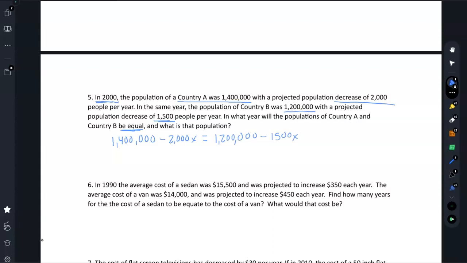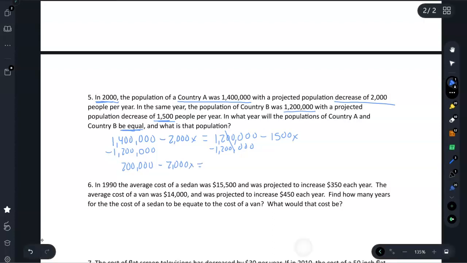I have country A on the left-hand side, country B on the right-hand side, and anytime I want them to be equal to each other, I just put equal in between. So now I need to solve for x. I got a little bit of work to do. I'm going to subtract. You can move the 1,400,000 over, or as I've chosen, I'm moving the 1,200,000 over. So I subtract that. 1,400,000 minus 1,200,000 is going to leave me with 200,000 minus 2,000x equals, on the right-hand side, 1,500x.